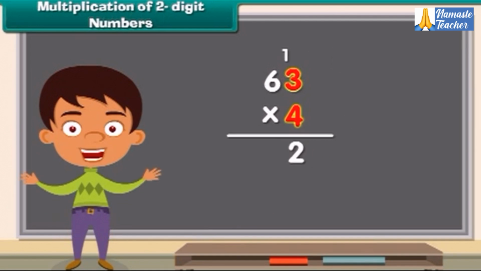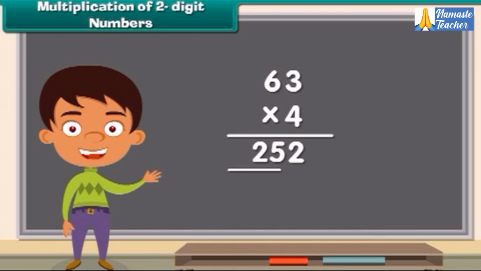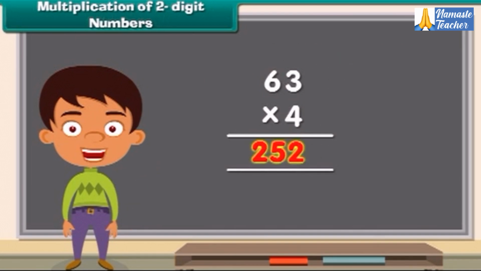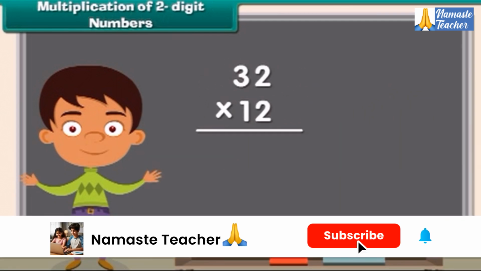Place 2 under the line at the ones place. Write 1 above 6 at the tens place. Then multiply 6 by 4 and add 1 above 6. 4 into 6 plus 1 is equal to 25. Place 25 below the line. Answer is 252.